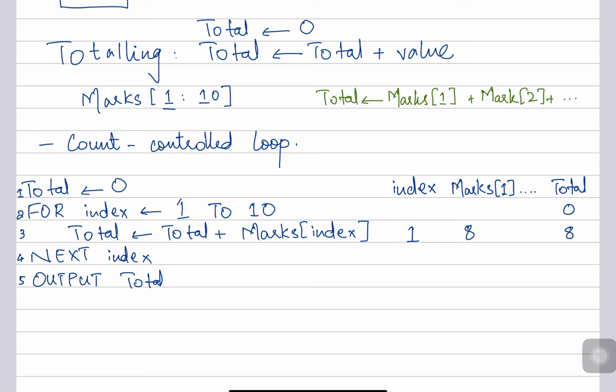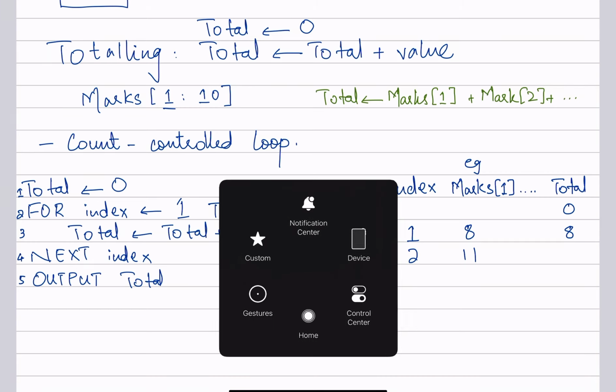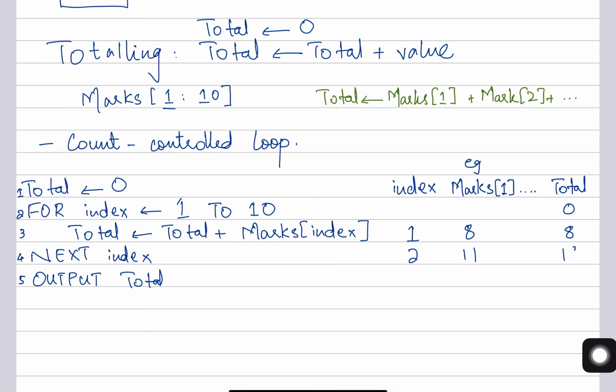Now, when it goes to line number 4, next index, it will check whether the index has reached its last value. So index is still not 10, it's just 2. And let's say, just as an example, the next value is, let's say, 11. So what will be 8 plus 11? Now the next value will be 19. And then the next index would be 3 and so on. So I hope it's clear.